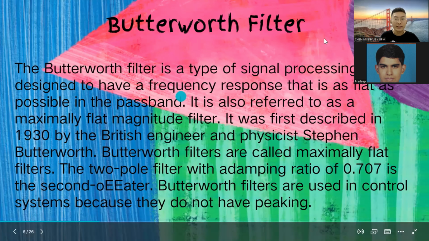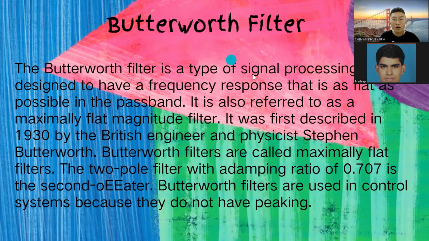Okay, I will introduce the Butterworth filter. The Butterworth filter is a type of signal processing filter designed to have a frequency response that is as flat as possible in the passband. It's also referred to as a maximally flat magnitude filter. It was first described in 1930 by the British engineer and physicist Stephen Butterworth. The two-pole filter has a damping ratio of 0.707. Butterworth filters are used in the control system because they don't have peaking.